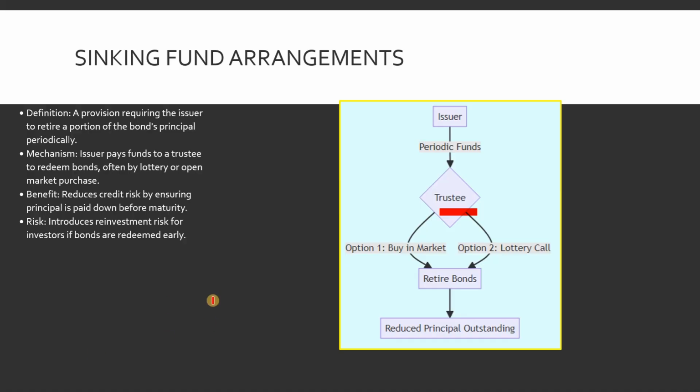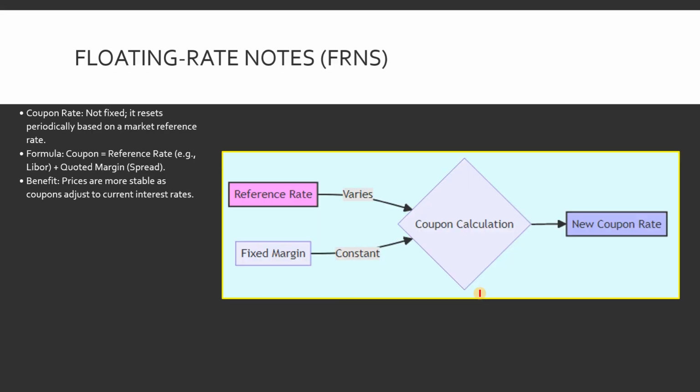So let's talk about this diagram. If you see the sinking fund process, it starts here. The issuer sends periodic funds to the trustee. The trustee gets the periodic funds. The trustee then has a decision node. They can either buy the bonds back in the open market or call them via a lottery system. Both paths lead to the same result, retiring the bonds and reducing the total principal outstanding. So this is the sinking fund arrangement.